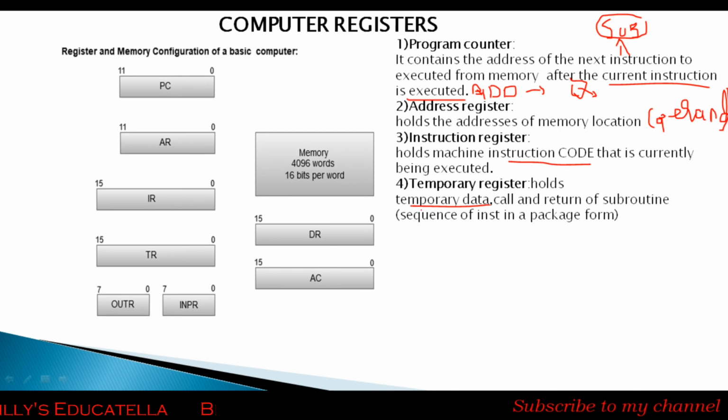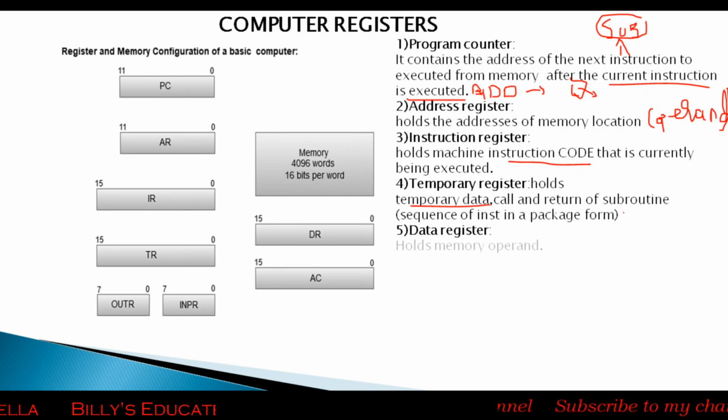We can transfer this temporary data to another register as well, and it is used in call and return of subroutines. When we store some data as a package, which is known as a subroutine, this subroutine data is transferred to the temporary register, and by using this temporary register we shift the data from one register to the other register where the data is necessary.